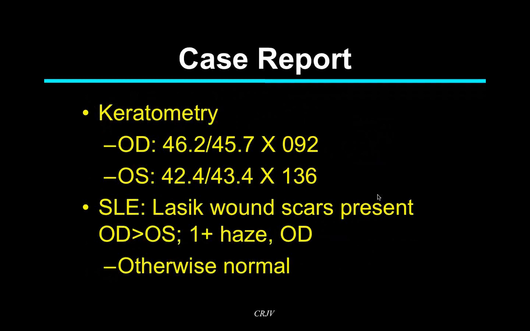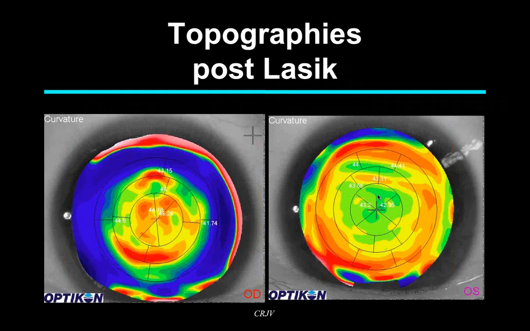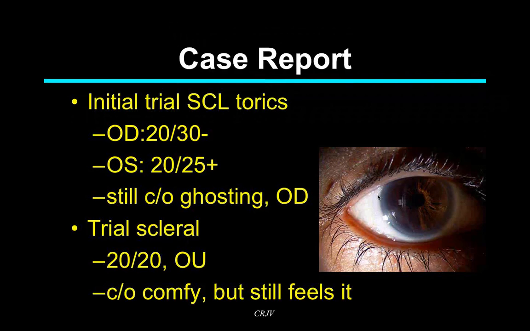Slit lamp, LASIK wound scars were present, much more prominent in the right eye, with 1+ central haze in the right eye as well, otherwise within normal limits. Here were his topographies post-LASIK, and you can see with the right eye, again, the middle circle is 3 millimeters, the middle one's 5, and the outside 7 millimeters on visual axis. And of course, the money's inside the central 3. You can see the central 3 on this right eye is where he's got some distortion, and some peaked islands. In the left eye, he looks pretty good, which is why he's got good refractive vision in the left eye.